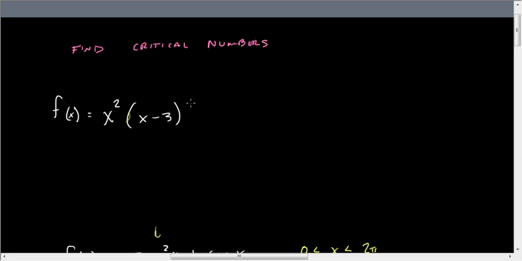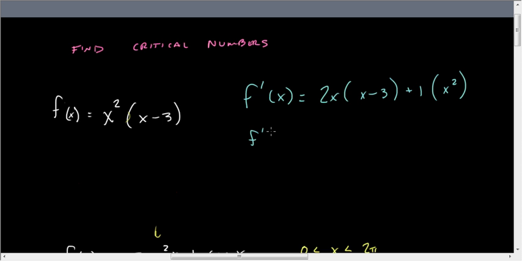First things first, let's find the derivative of this function. Now this is a polynomial function. It is differentiable everywhere, and so we don't really have to worry about the second half of the critical number, which is where it's not differentiable. So let's take the derivative of this, and rather than expanding, I'm going to use the product rule. So we take the derivative of the first, which is 2x times the second, plus derivative of the second times the first.